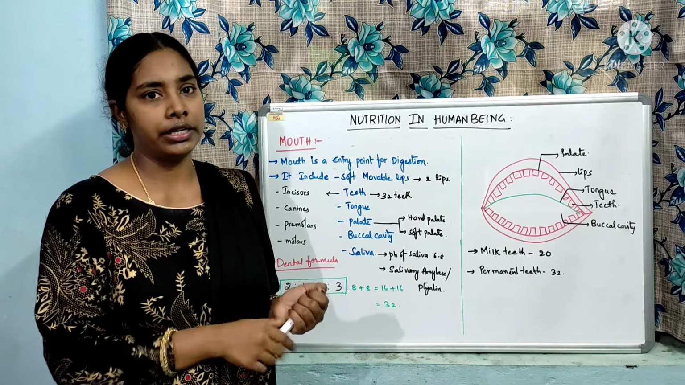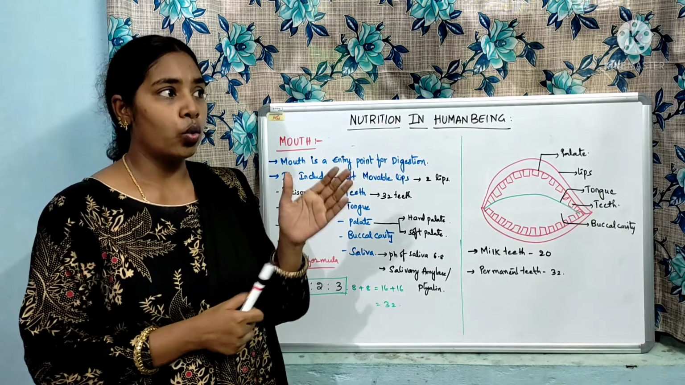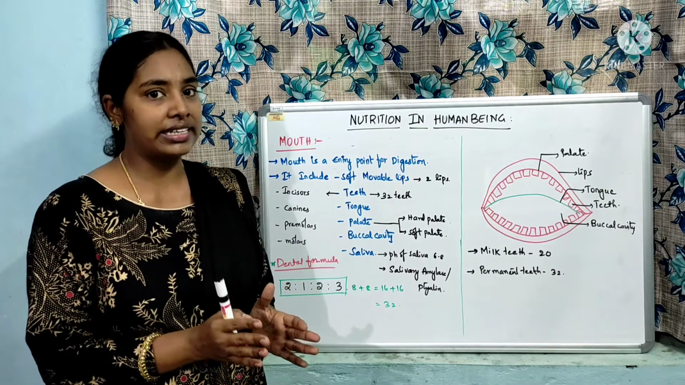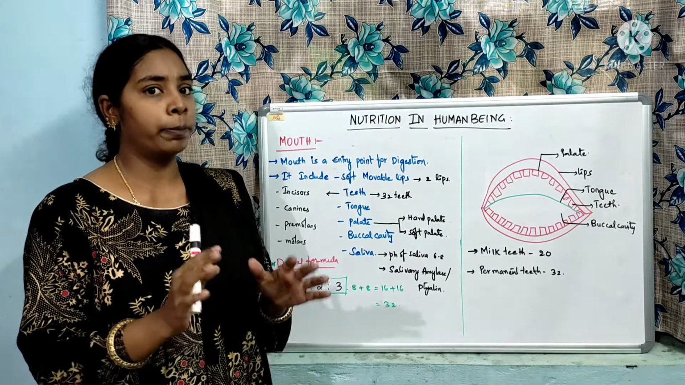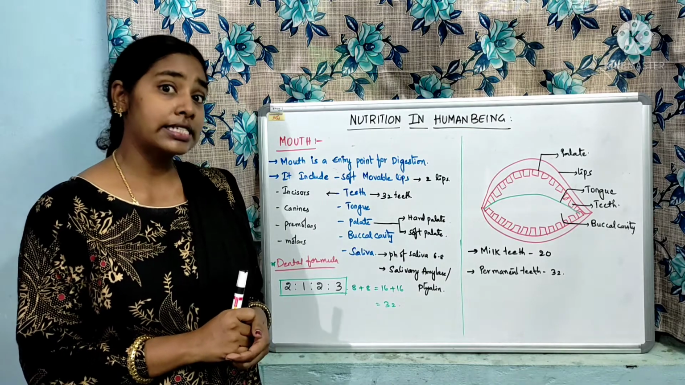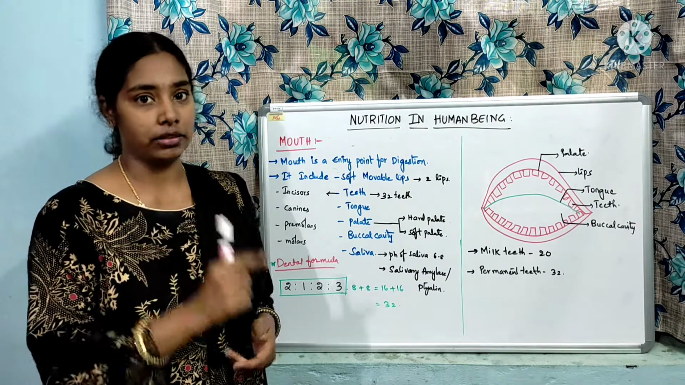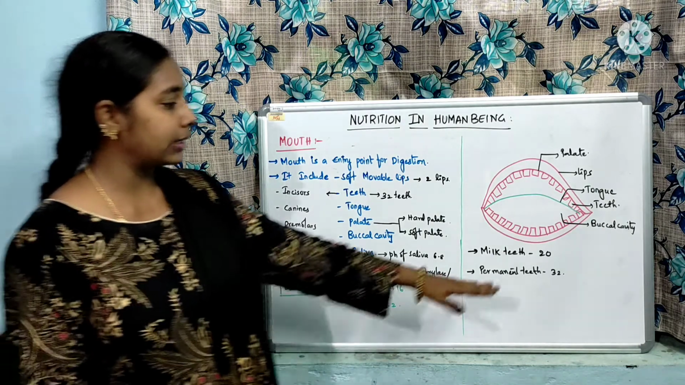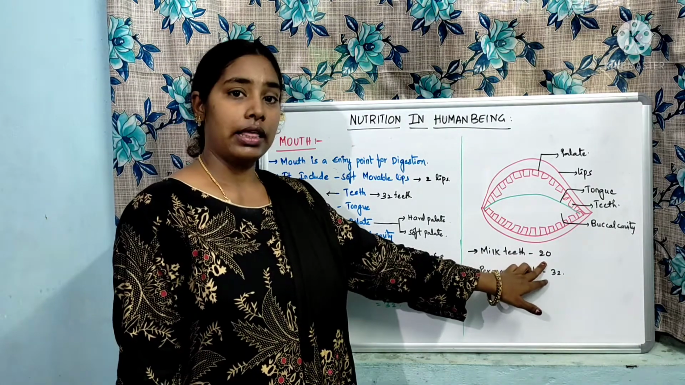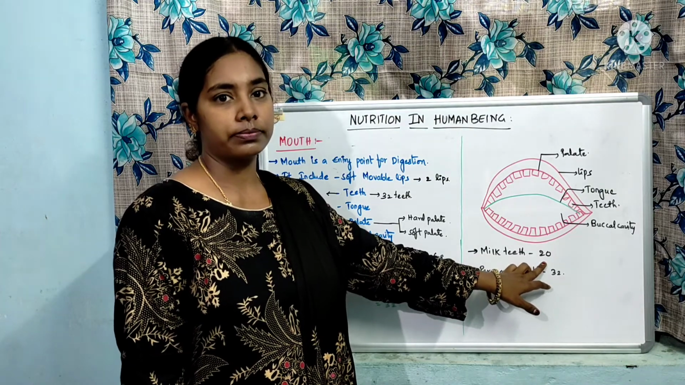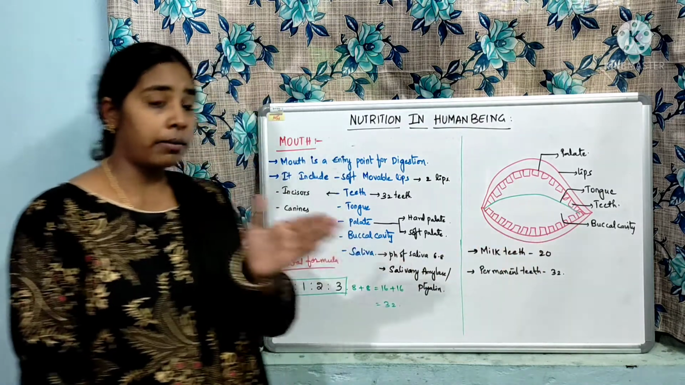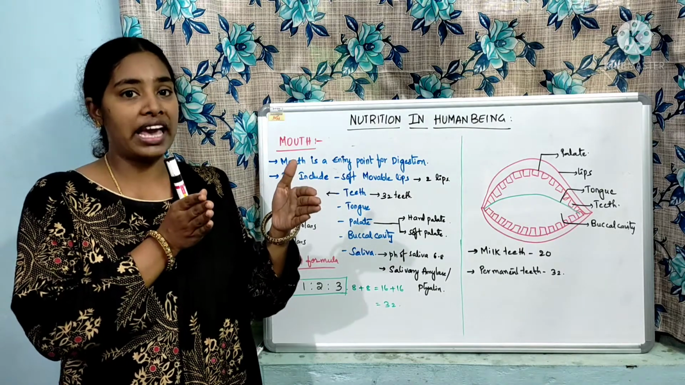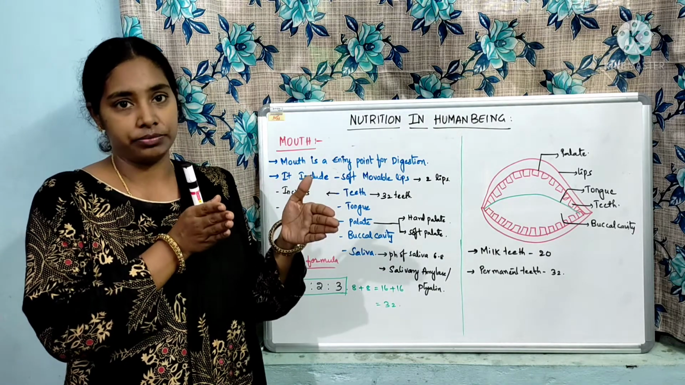When you are born, you don't have any teeth. Starting from 1 year or 1.5 years till 2 years, you get teeth. They are not permanent. We call such teeth milk teeth. What are those? Milk teeth. Those milk teeth are 20. They will be there up to 2 years. From 2 years to 5 years, you will be having teeth called milk teeth.